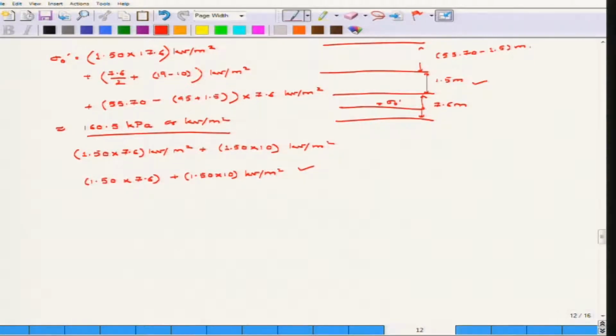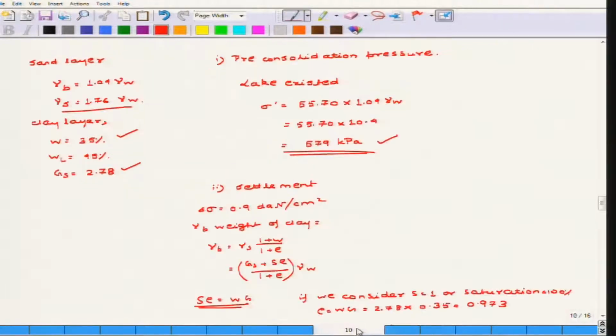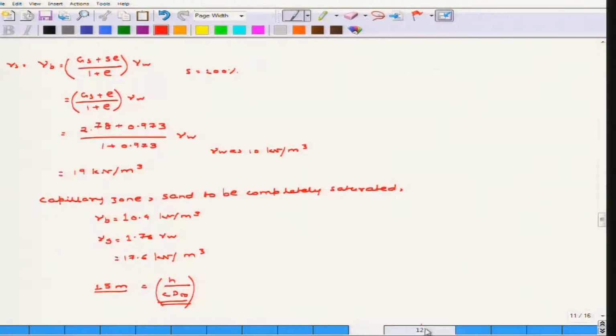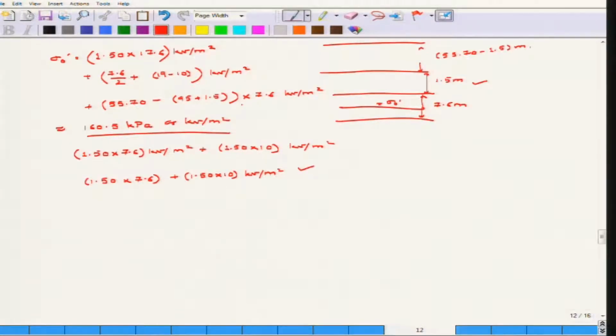Now since the river has carved a deep valley, 45 plus 1.5 is the total height that has been removed due to the lake. So 45 plus 1.5 has been totally removed. That is why it is subtracted from the original length of the 55.570 sand layer, and again it is multiplied with 7.6 because it is just the dry unit weight. So finally that all came out to be 160.5 kPa.